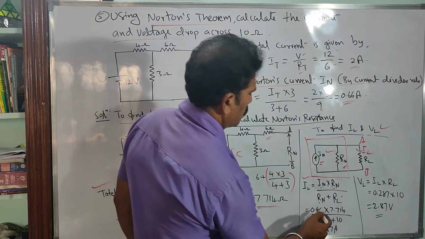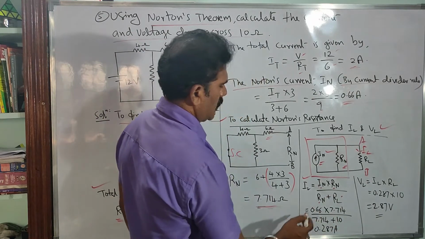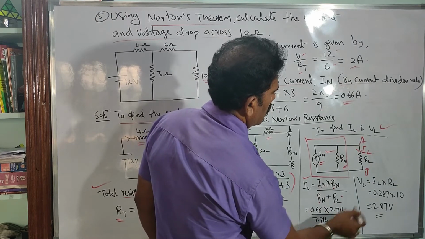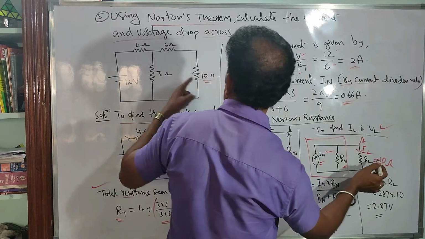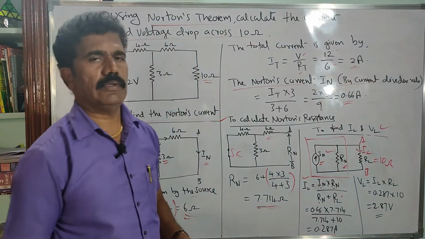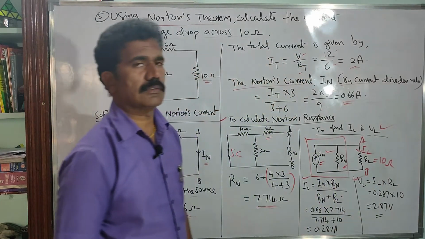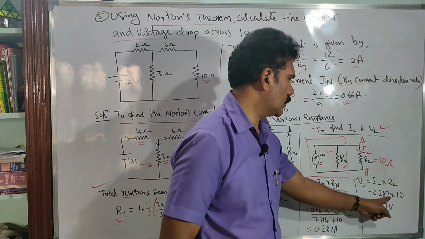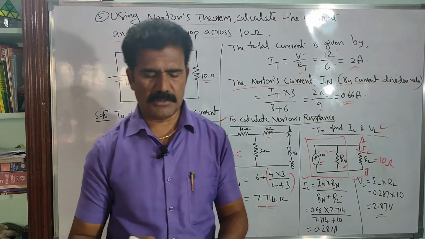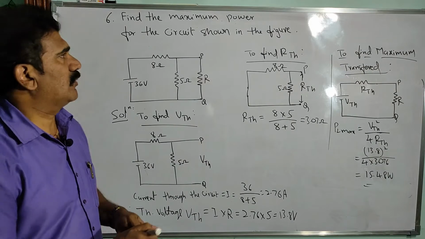Okay, substitute now. IN is equal to 0.66 into 7.714, which is the RN value, and RN plus RL can be substituted here. The value is 7.74. So RL is equal to how much? It is 10. You have to take this value 10 ohms. Then you will get the load current as 0.287 amperes. Then it is easy to calculate VL also. So voltage drop across the load is IL into RL, 0.287 into RL equal to 10. So 2.87 volts is the voltage drop.